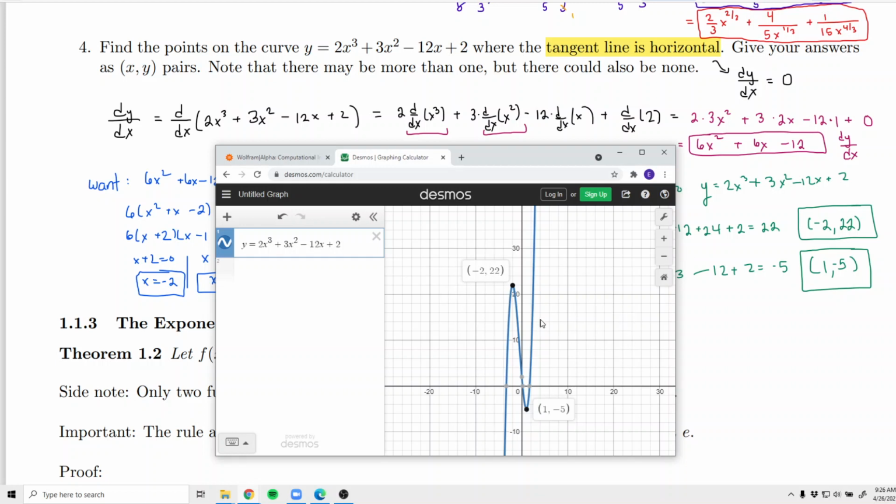How could I have known that right away? Well, when we were trying to graph functions and their derivatives, the way we started is we looked for maximums and minimums, the peaks and the valleys, and that's where the derivative was 0.